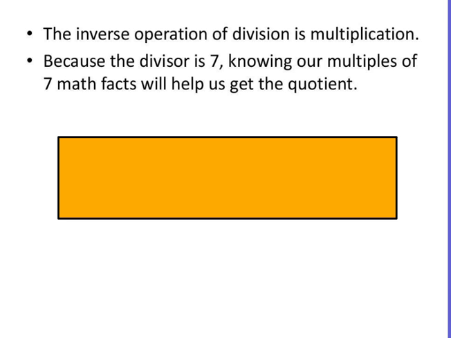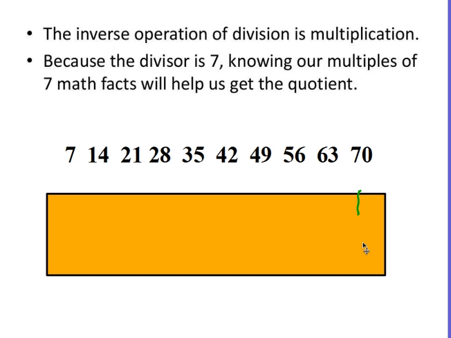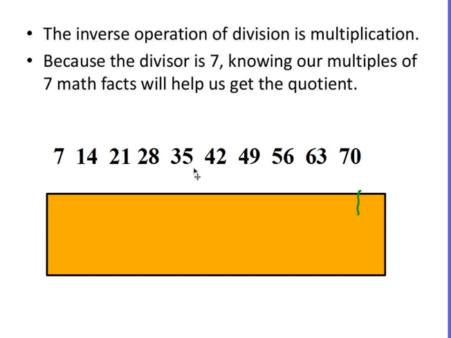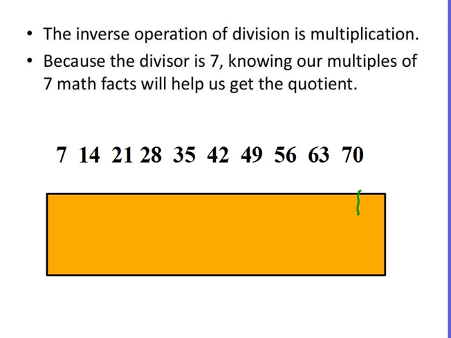The inverse operation of division is multiplication. Because the divisor is 7, knowing our multiples of 7 math facts will help us get to the quotient. Our multiples of 7 are 7, 14, 21, 28, 35, 42, 49, 56, 63, and 70.